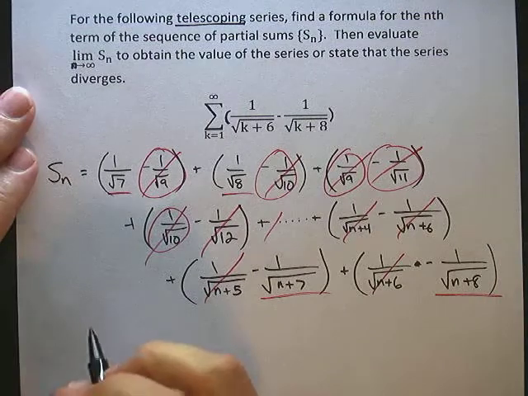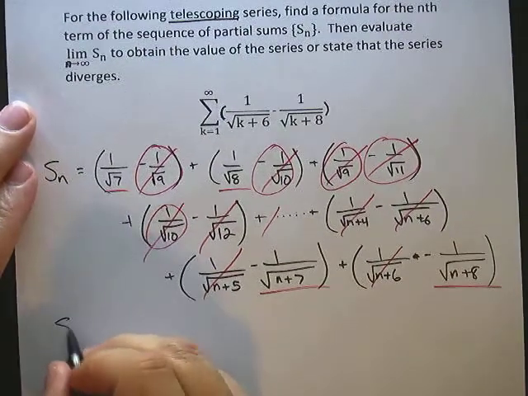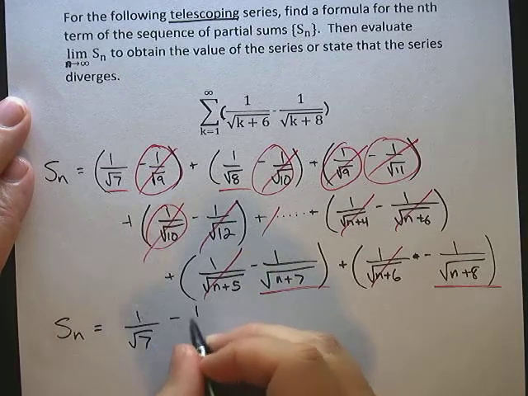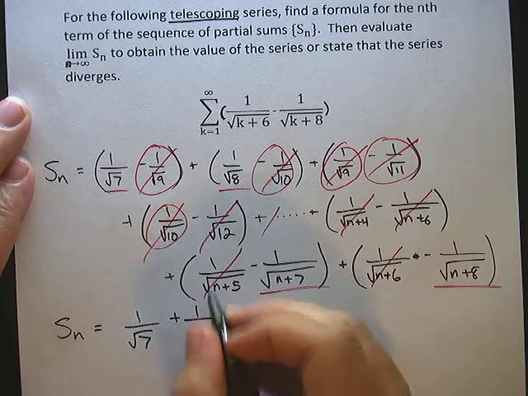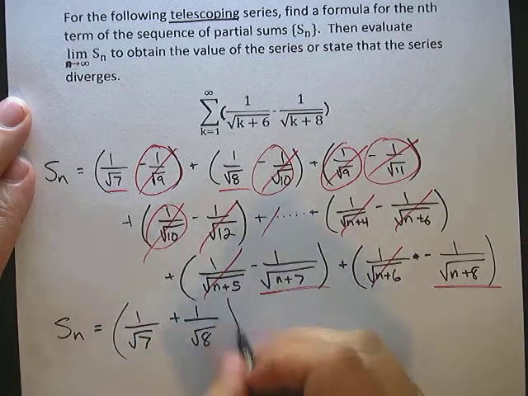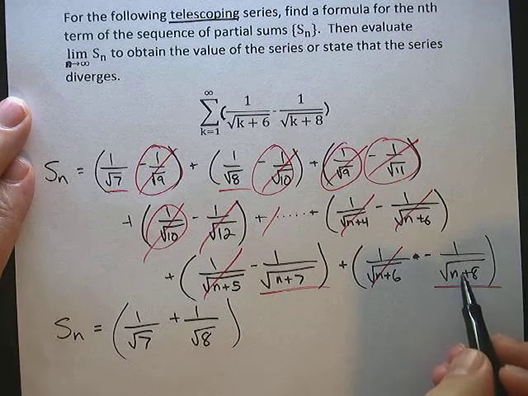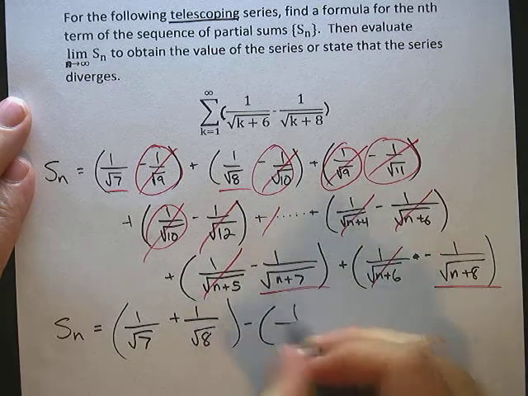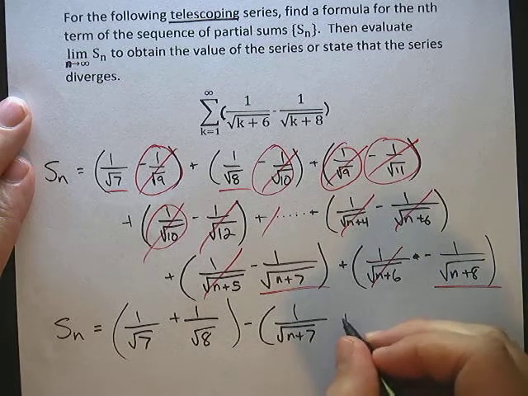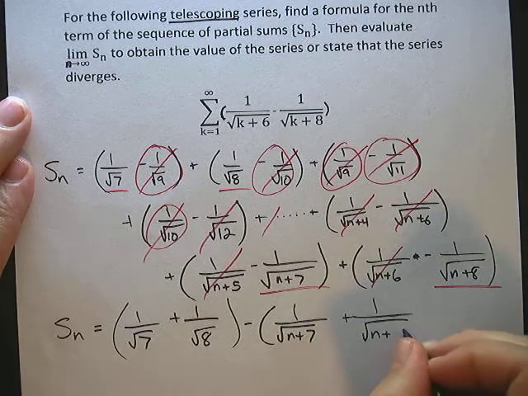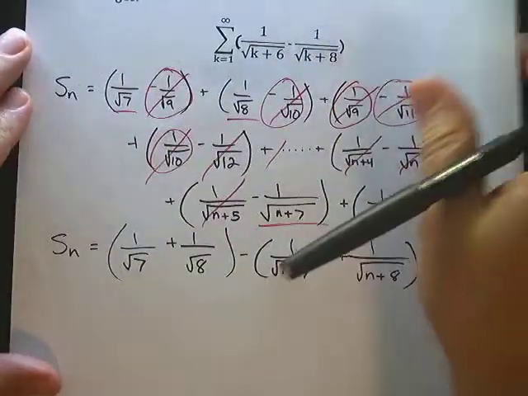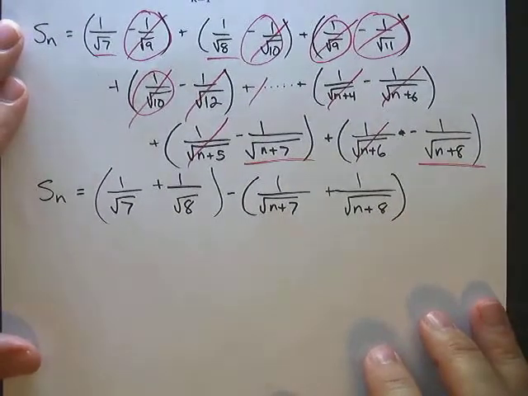Once we do all that cancellation, S sub n is equal to 1 over the square root of 7 plus 1 over the square root of 8. And then these are both negative, so I'll put a negative out front and make them positive on the inside: 1 over the square root of n plus 7 plus 1 over the square root of n plus 8. So we've got our partial sum formula here.